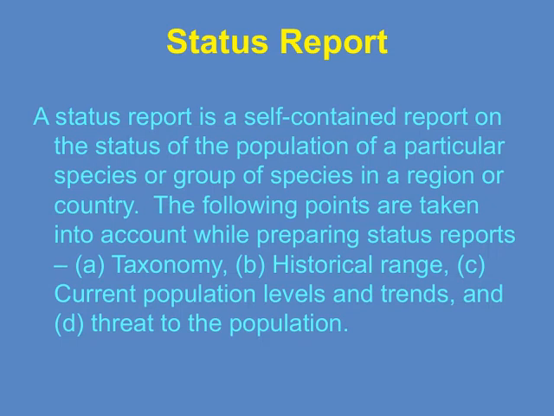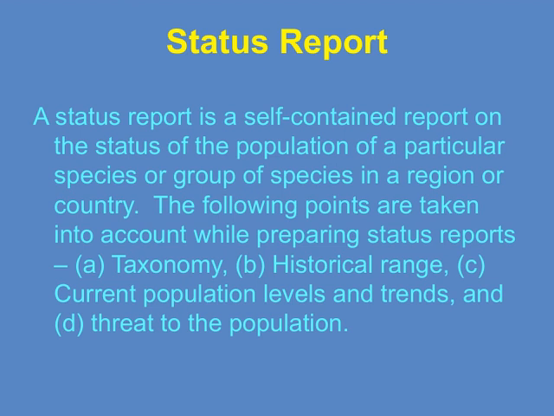Essentially, it's a comprehensive update on the health of a specific species or group of species within a certain region or country. When preparing such a report, there are several key points to consider. First is taxonomy, which helps us understand exactly what species we're dealing with and how they are classified. Next is the historical range, meaning the area where the species used to thrive, giving us a baseline to compare current conditions.